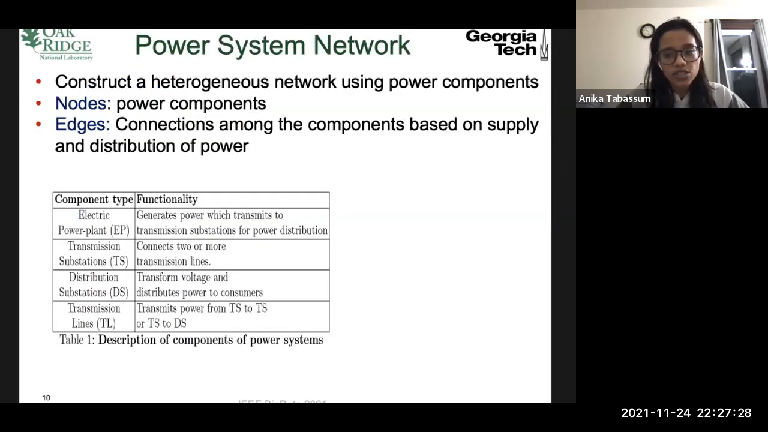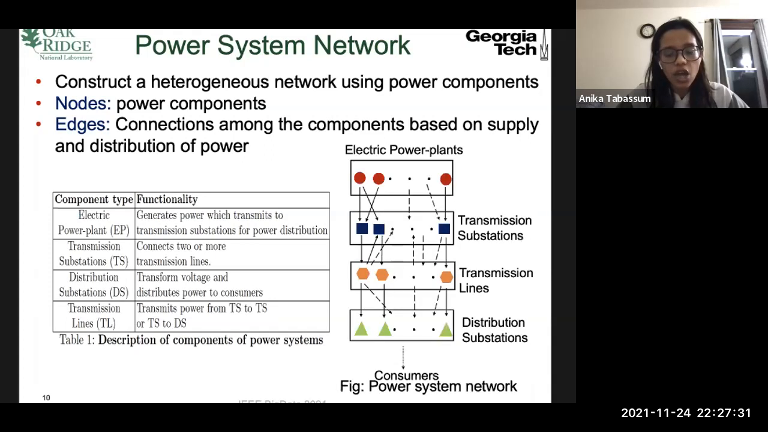For mapping this analysis, we view the power system as a network. This figure shows the power system network, where different colors and shapes show different types of power components, and the black bars are the edges, the connections among two different heterogeneous components. For our power system network we use four major power components: power plants, transmission substations, distribution substations, and transmission lines.